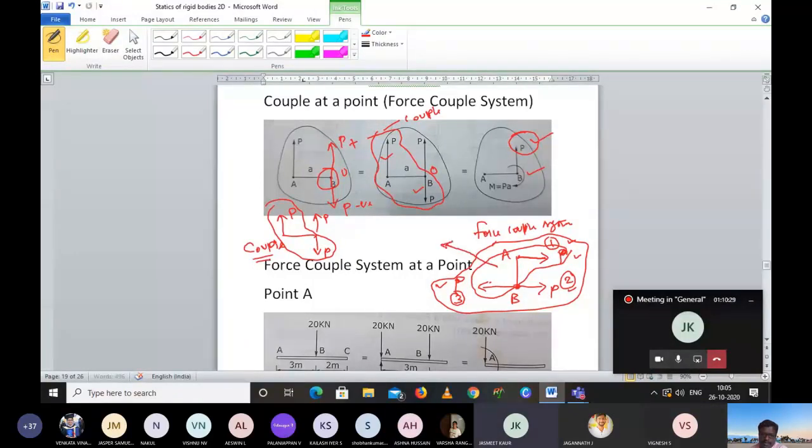How can I write this diagram? How can I make this diagram? A and B. Okay. You have to listen. This is the problem in online class.